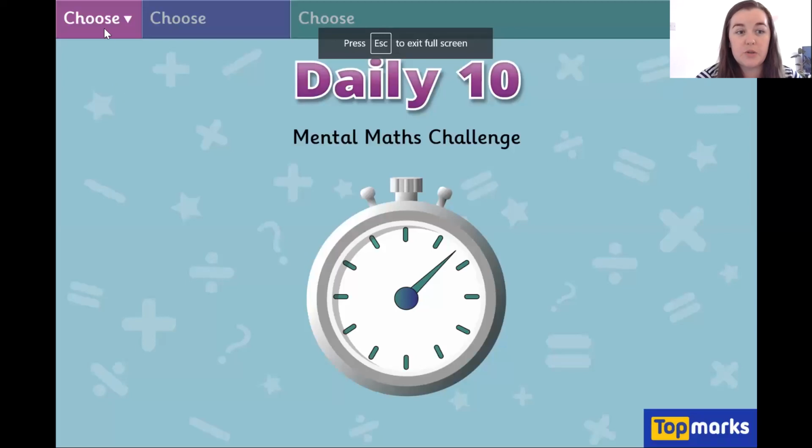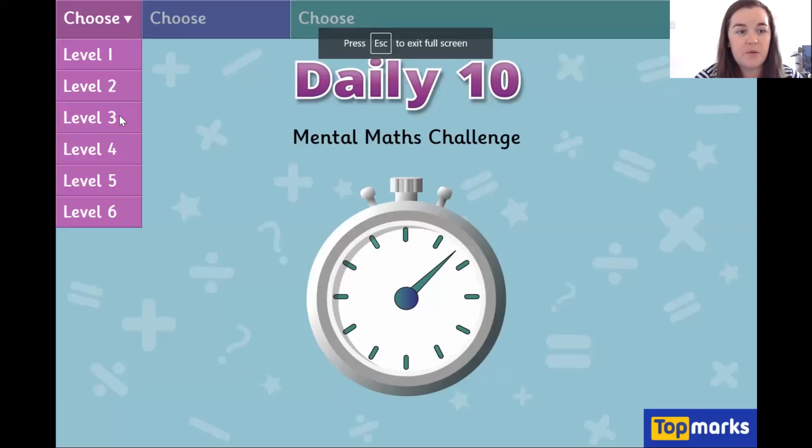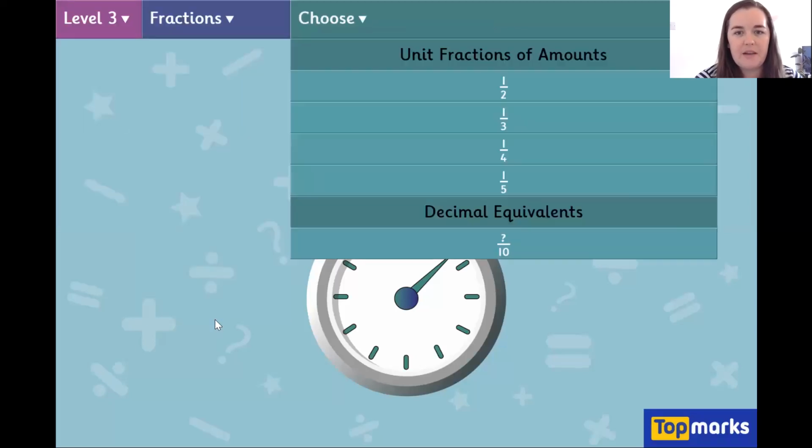You can practice your times tables on there as well if you would like. Go to level 3 and fractions. And then I want you to have a go at some of the games on here. We've got fractions of amounts, halves, thirds, quarters, and fifths. So you need to use your times table knowledge to help you.